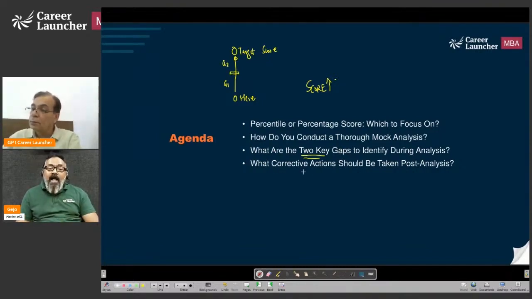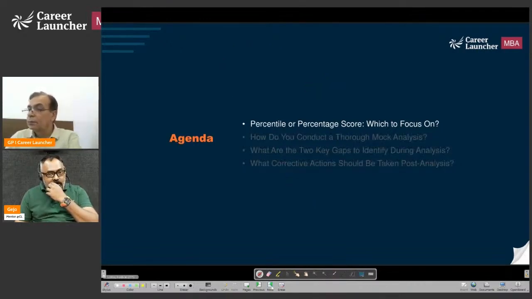That's what we'll do. And then we'll talk about what corrective action should be taken post analysis. What kind of corrective action is to be taken post analysis? And there is a question towards the end. We'll take that. So let's kickstart with the first part, percentile or percentage score.